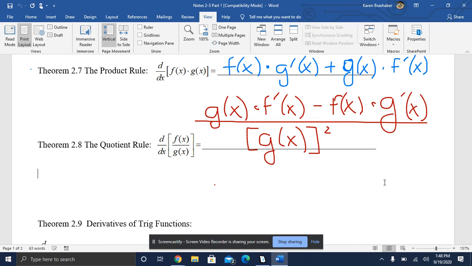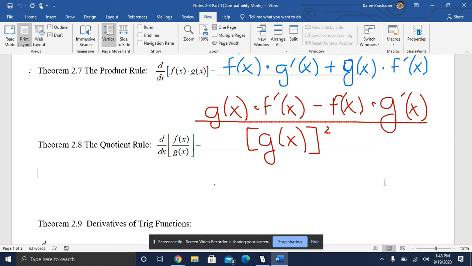So when you are doing the derivative with respect to x of f of x times g of x, in other words, two functions times each other, then your derivative is f of x times g prime of x plus g of x times f prime of x. And you can memorize it like that, but I actually have a little saying that might help you. So you may want to write this down.